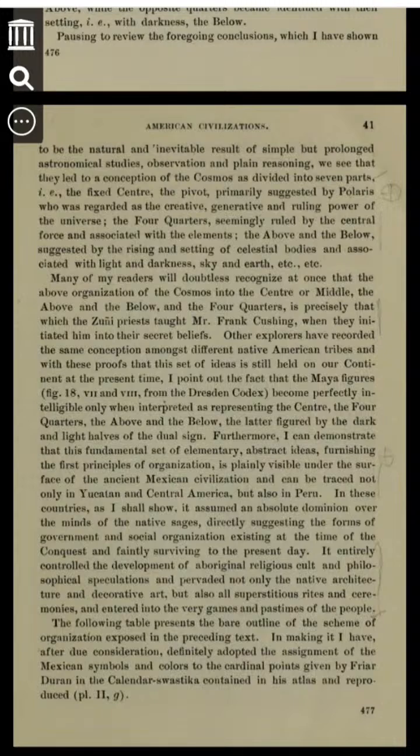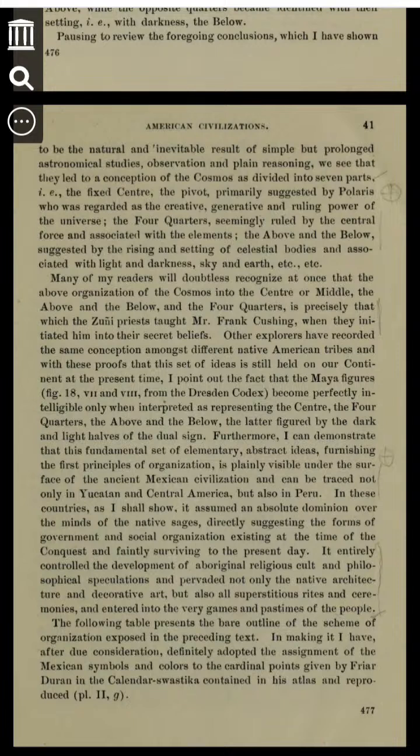and earth, etc., etc. Many of my readers will doubtless recognize at once that the above organization of the cosmos into the center or middle, the above and the below, and the four quarters is precisely that which the Zuni priests taught Mr. Frank Cushing when they initiated him into their secret beliefs.